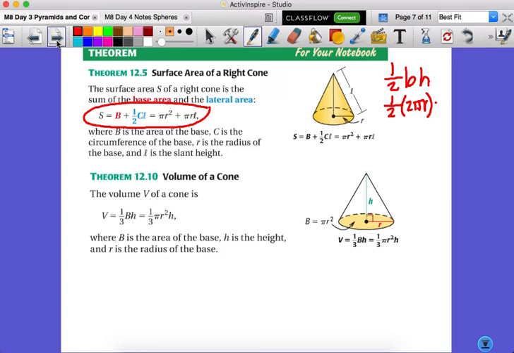We're not talking about the vertical height of this figure. We're talking about that tipped over height, which looks like a cursive L. If we simplify that, 1/2 of 2 is just 1. So you'll notice on your formula sheet you only have pi r times slant height as the last component of this formula.